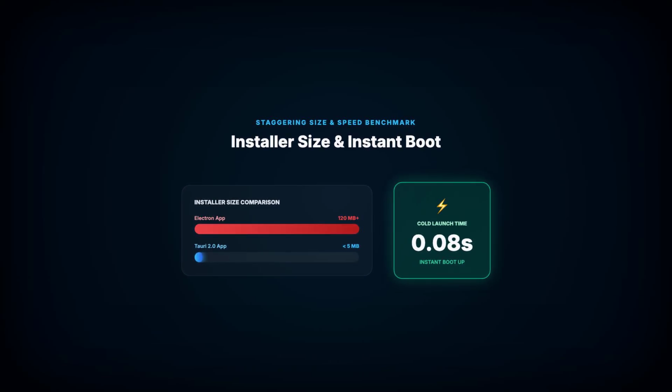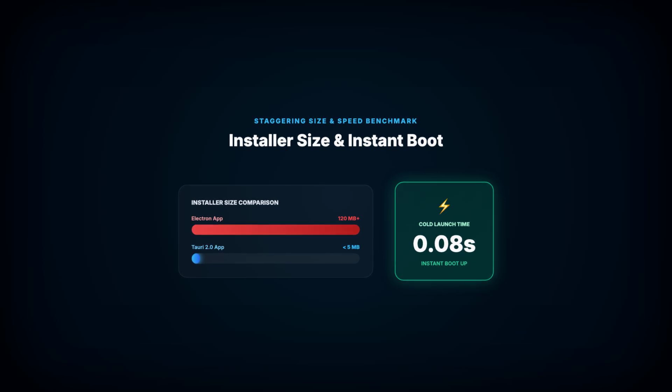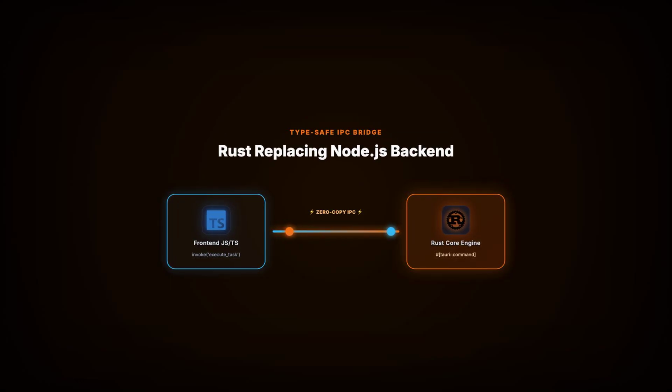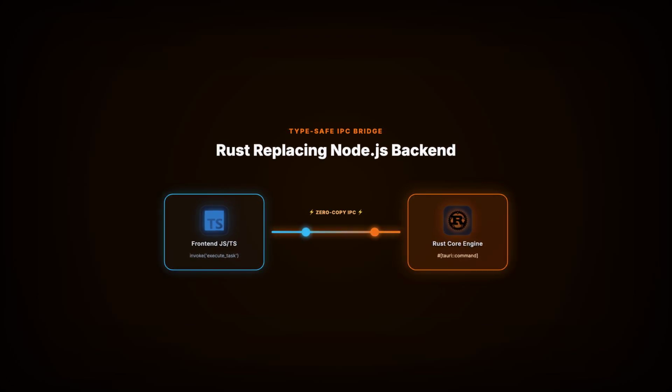Where an Electron app installer regularly hits 120 megabytes or more, a standard Tauri application can easily clock in at under 10 megabytes, sometimes even under 5 megabytes. It boots up almost instantly, uses a tiny fraction of system memory, and runs smooth as silk even on older hardware.